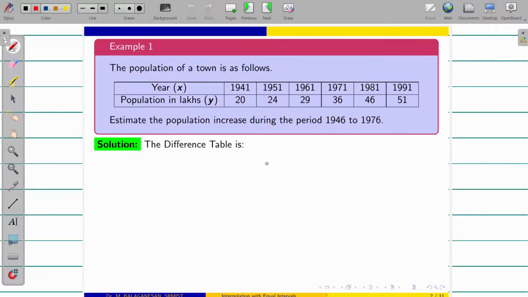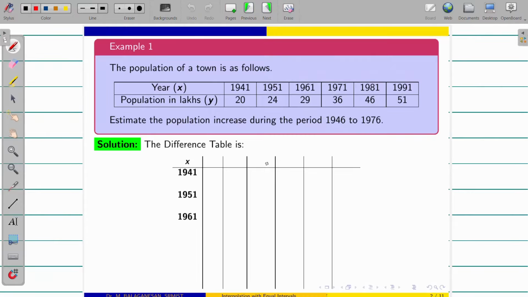Come to the problem now. For the solution, first we have to find the difference table. These are all the arguments. The X values are there, and the Y values are 20, 24, 29, 36, 46 and 51. Now, you know very well, guys, you are familiar with the first forward difference, I think. I mean first difference, second difference, third difference, everything. So we have to subtract this and this to get this answer.